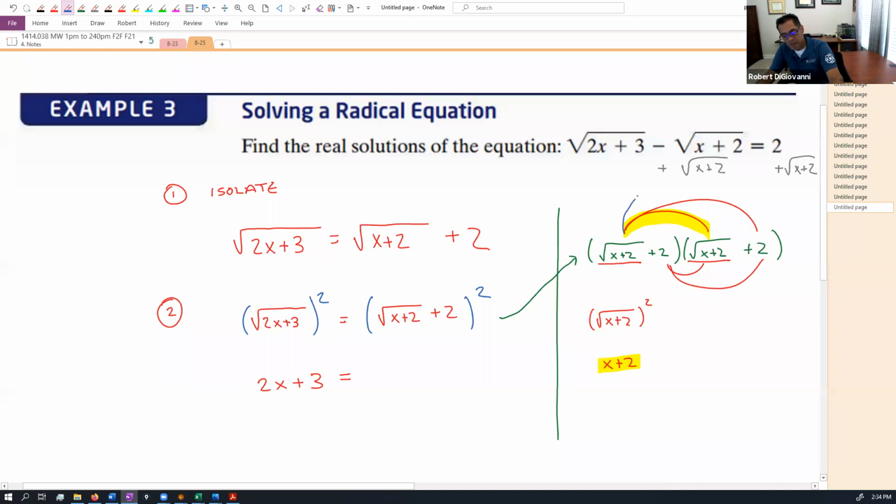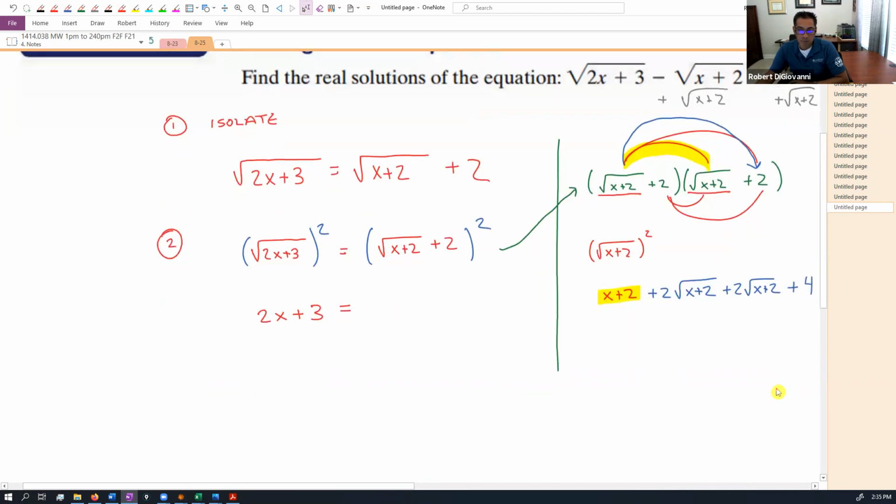Then we have to do the square root of x plus 2 times 2, which means we'll get 2 times the square root of x plus 2. Then we have to do the middle one, which again is another 2 times the square root of x plus 2. And then the outer one is the easiest one. That's 2 times 2 is 4. Let me clean this up. x plus 6 plus 4 square root of x plus 2.